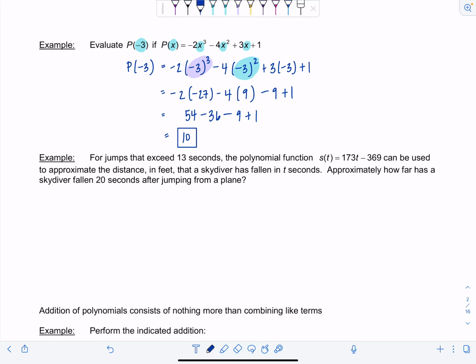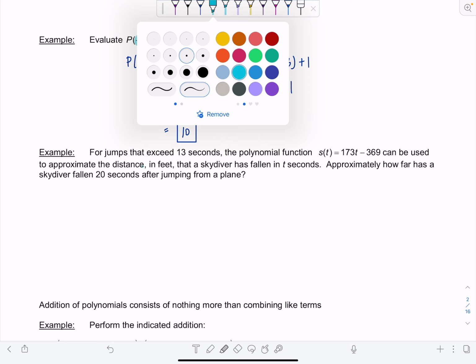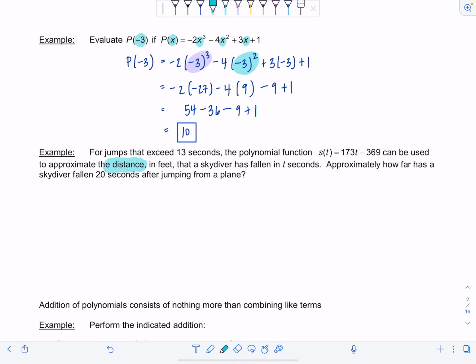All right, next example. For jumps that exceed 13 seconds, the polynomial function s of t equals 173t minus 369 can be used to approximate the distance in feet that a skydiver has fallen in t seconds. Approximately how far has a skydiver fallen 20 seconds after jumping from a plane?